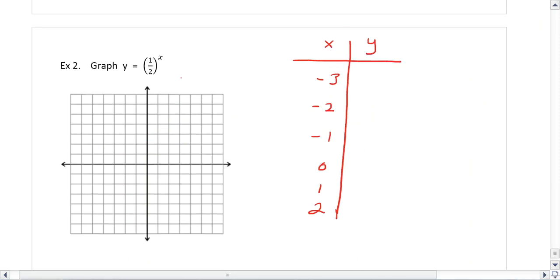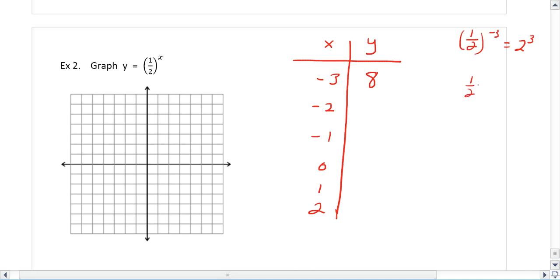All right, next one we're going to graph is y equals 1/2 to the x power. So let's do the math over here together. So we have 1/2 to the -3 power. And remember, we have to flip this so it becomes 2 to the third power, and that is 8.